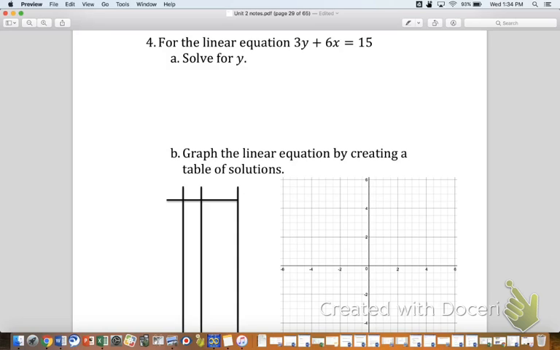Yeah. So this was y equals. Where'd you get the 5? So it was 15 minus 6x over 3. Yeah, I got that one. So if you wanted to, what you could do is you could split your numerator. You could split it up like this.